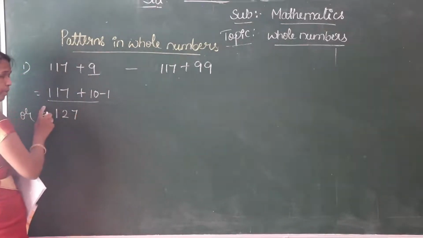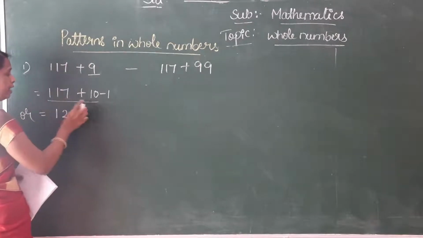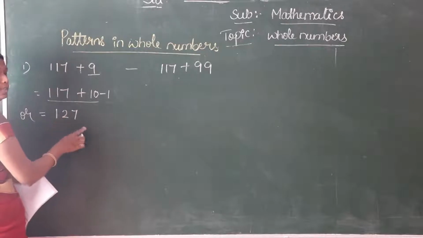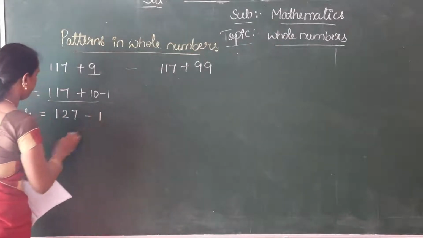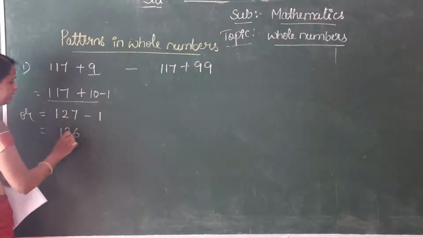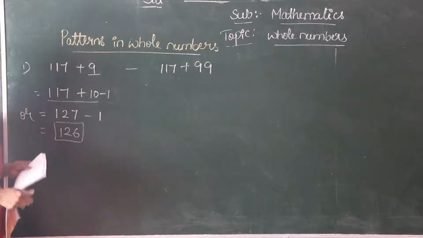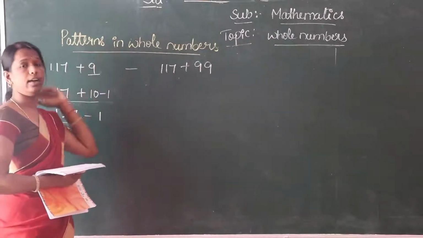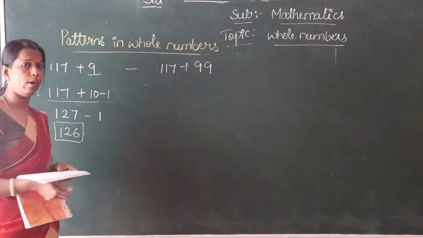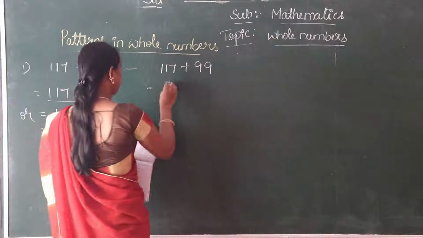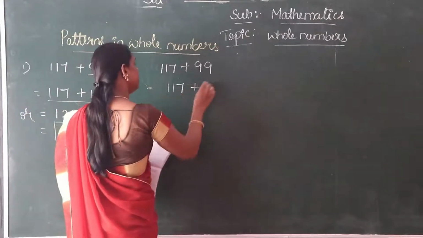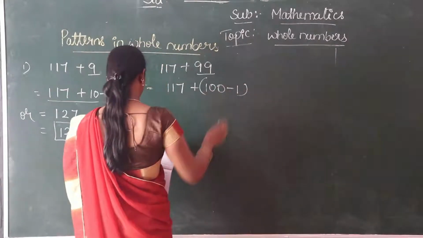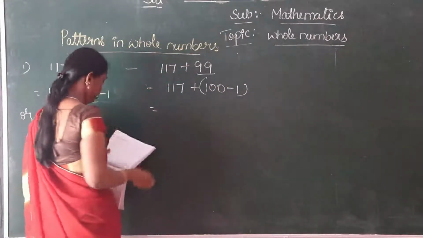So first 9 is split into 10 minus 1. Then add this number. I already underlined the numbers. 117 plus 10, you get 127, minus 1, you get 126. Here the answer is 126. Now adding 99 to 117, it can be written as 100 minus 1.